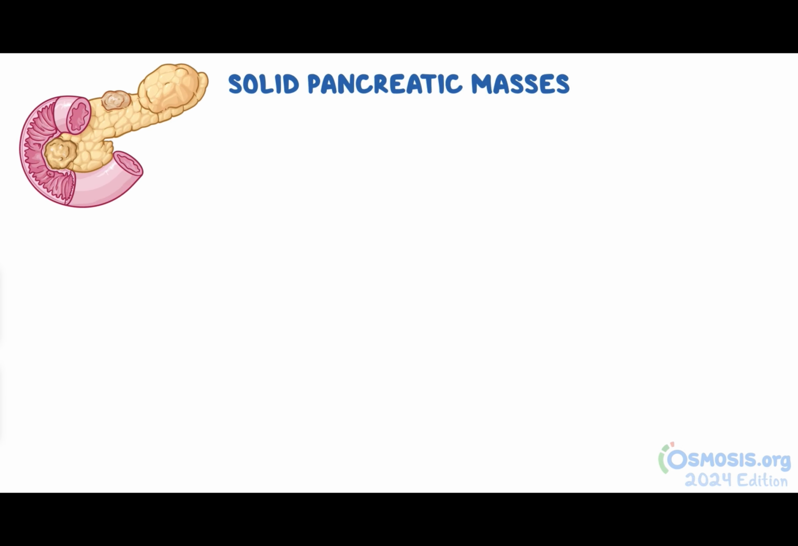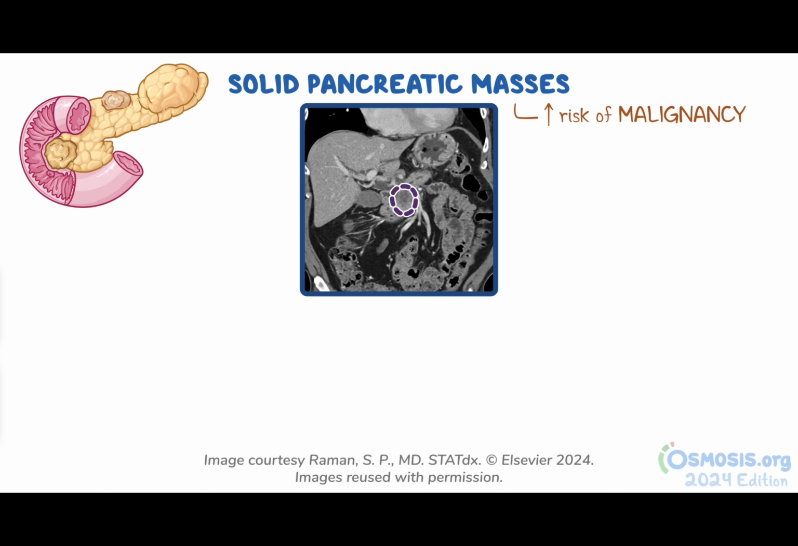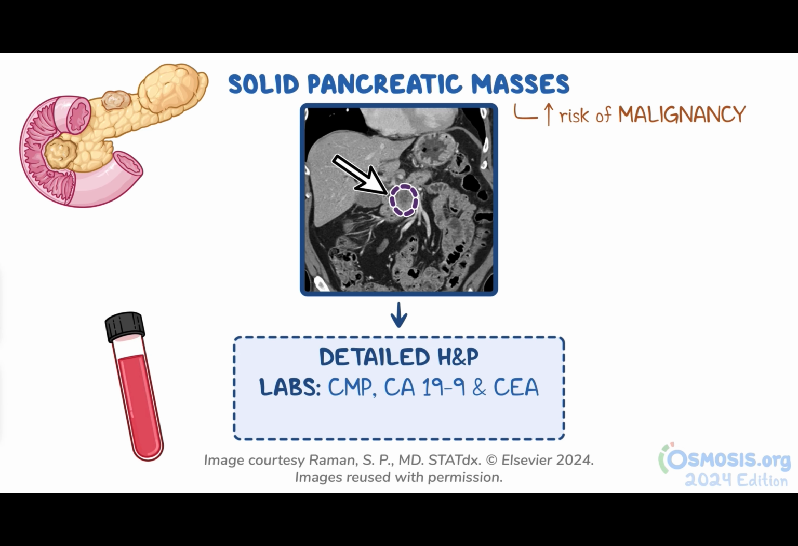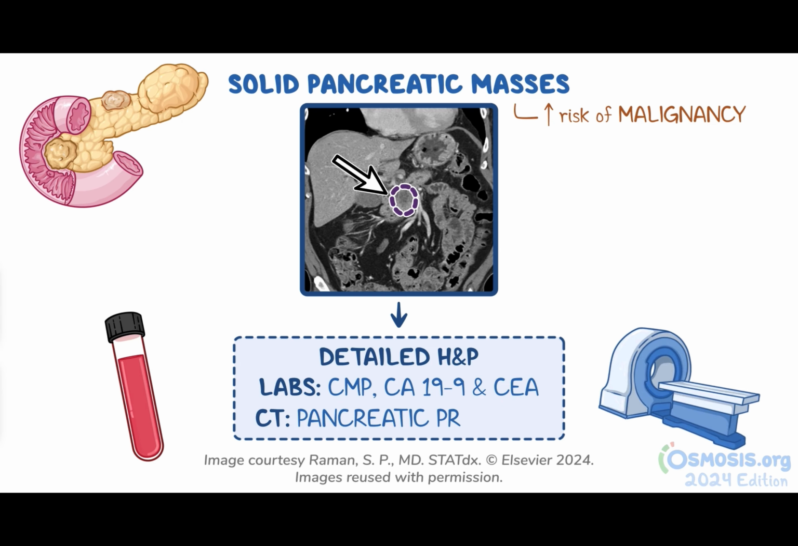In general, solid pancreatic lesions are more concerning because of the elevated risk of malignancy. So, timely diagnosis and intervention is very important. If you see a solid pancreatic lesion on initial CT scan, your next step includes a detailed history and physical examination, labs like CMP and tumor markers such as CA19-9 and CEA, as well as a more detailed imaging like CT pancreatic protocol.